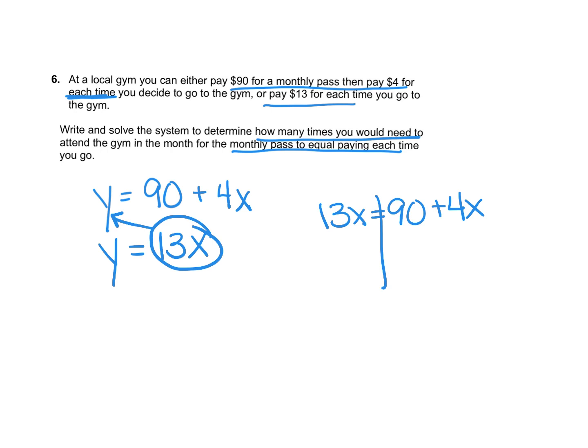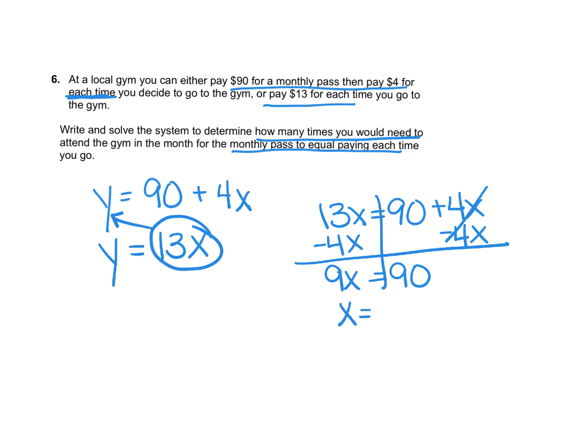All right, so now let's get our variables together. And I'm going to have 9x is equal to 90. All right, so I have x is equal to, I divided by 9, and x is equal to 10. So since we were saying that x is equal to the number of times that people would need to go to the gym, after 10 times, you would then have the same amount that you'd pay for being a member and not a member.